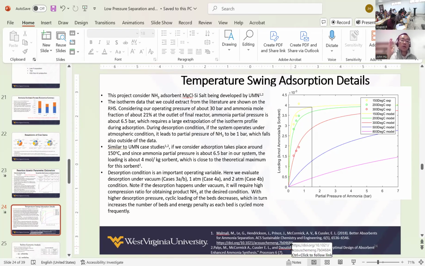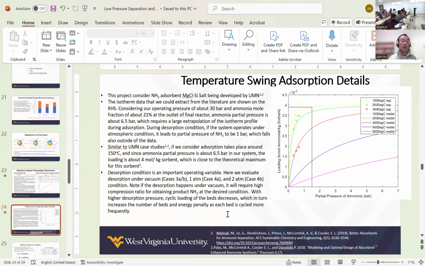That means in our downstream separation, the ammonia partial pressure cannot go very high, because if we go very high, it will probably go out of the range of this experimental data. Each curve has only 3 data points, and we had to extrapolate. Anyway, that's how you get data.